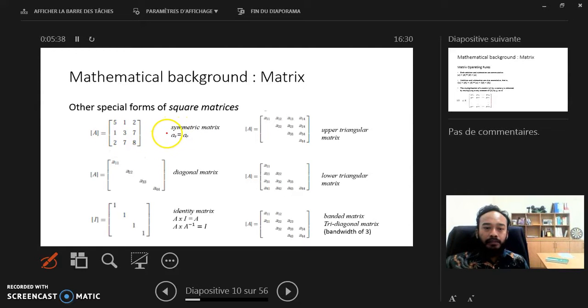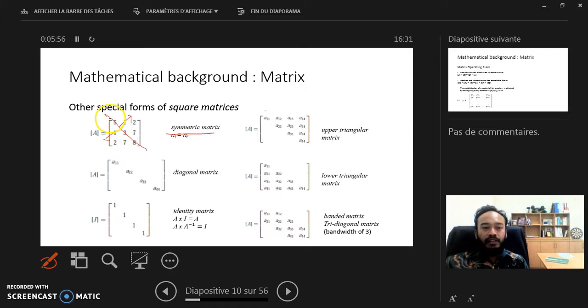So the first one is what we call a symmetric matrix. A symmetric matrix is a matrix where, when you look at your main principal diagonal elements, the diagonal elements become the mirror for the right hand side elements and the left hand side elements.